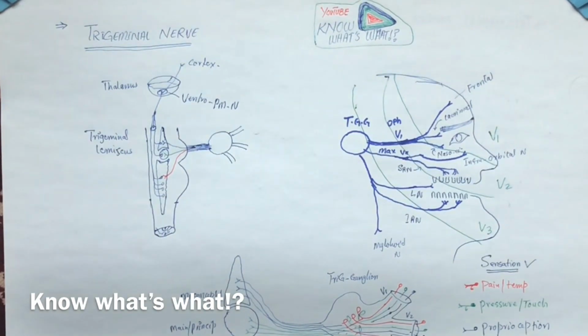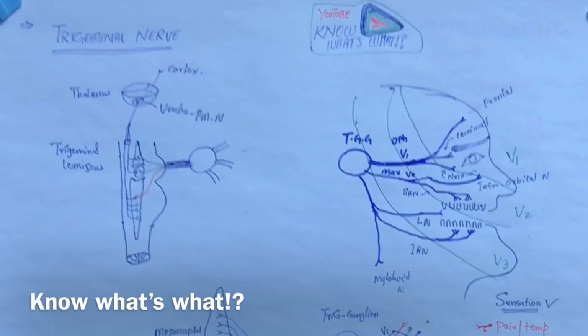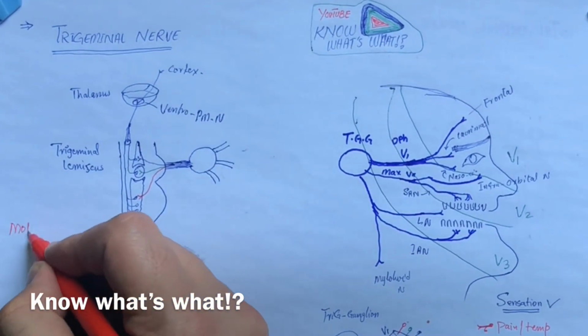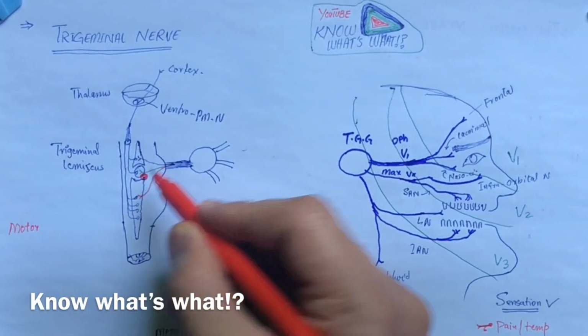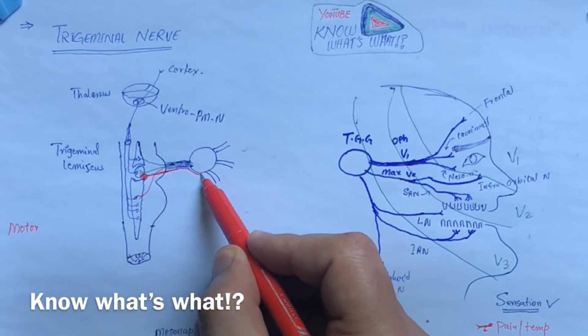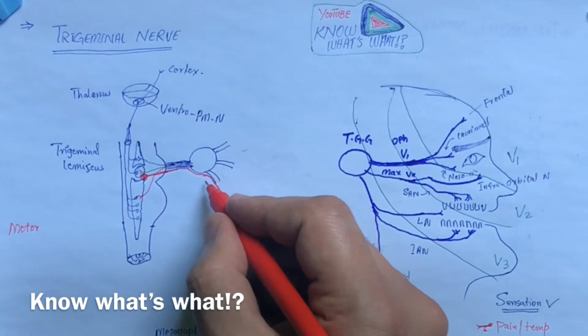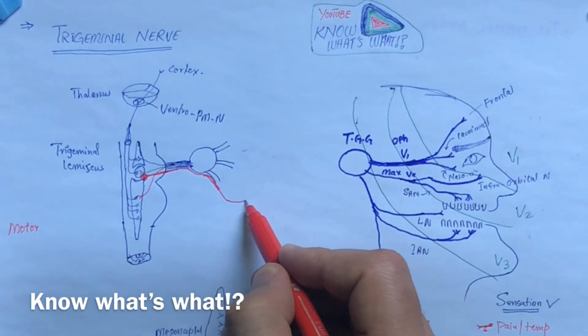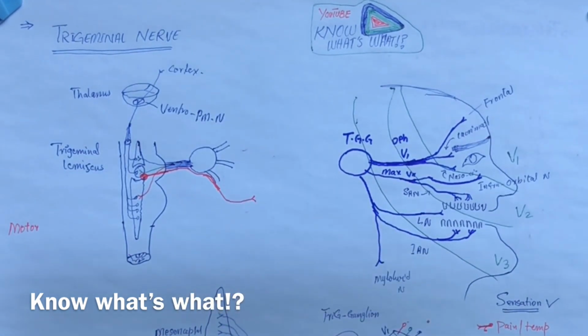Now the trigeminal system, or the nerve, has the motor fiber as well. So it has a motor nuclei, okay? So if we look at the motor nuclei here, it will go along the mandibular nerve. So the mandibular nerve is mixed. It has motor as well as sensory fibers. The other two are purely sensory.